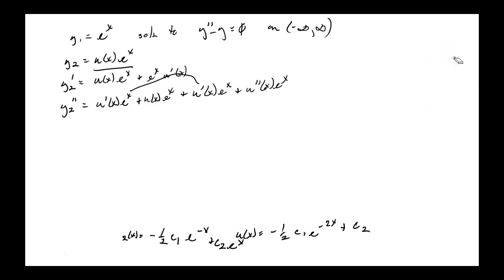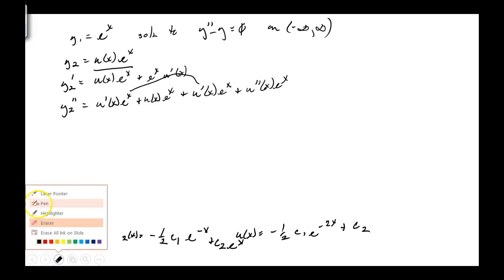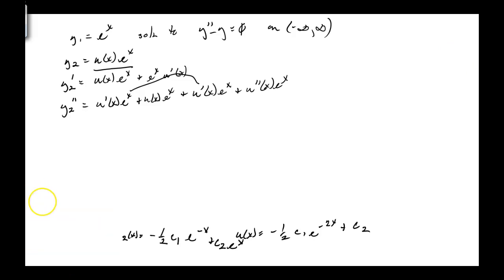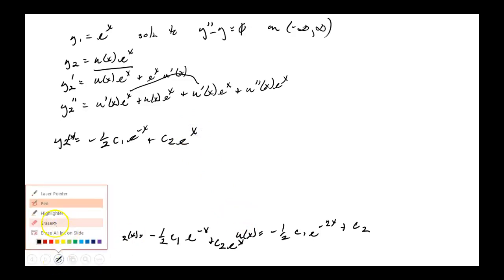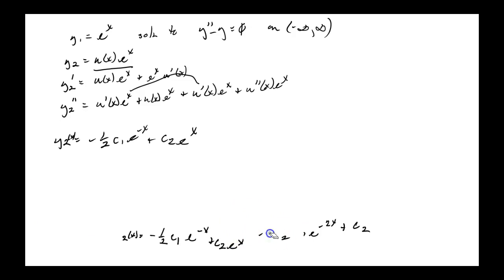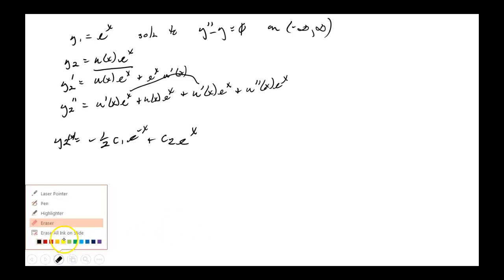All right. Bottom line is, after all that work, we came up with our y sub 2 of x is equal to minus 1/2 C1 e to the minus x plus C2 e to the x. And I could have erased this part too. That's just in the way. And now that I've written that, I can erase this down here at the bottom too. Okay. So there's our y2.